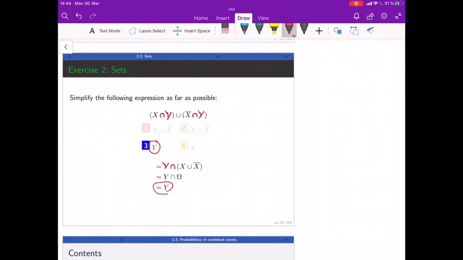Perfect, well done. Okay, so now we know how sets work. We can calculate with them, we can deal with them in a normal mathematical way. Now we can look at probability of combined events. This is the next video. See you in a sec.